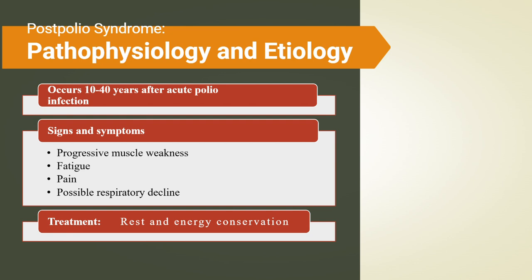Common symptoms include progressive muscle weakness, severe fatigue, musculoskeletal pain, and sometimes respiratory compromise if the muscles involved in breathing were affected during the original polio infection. Some individuals also experience sleep problems, joint pain, or posture changes such as scoliosis because weakened muscles are unable to support the body effectively. Treatment is supportive, with rest and energy conservation being essential aspects of care.